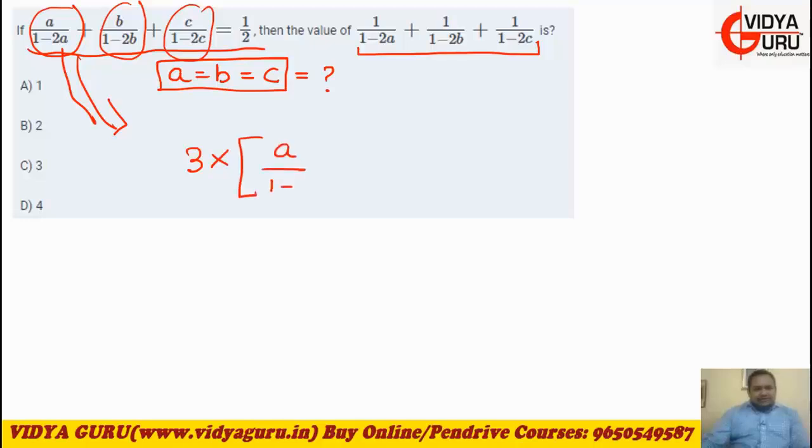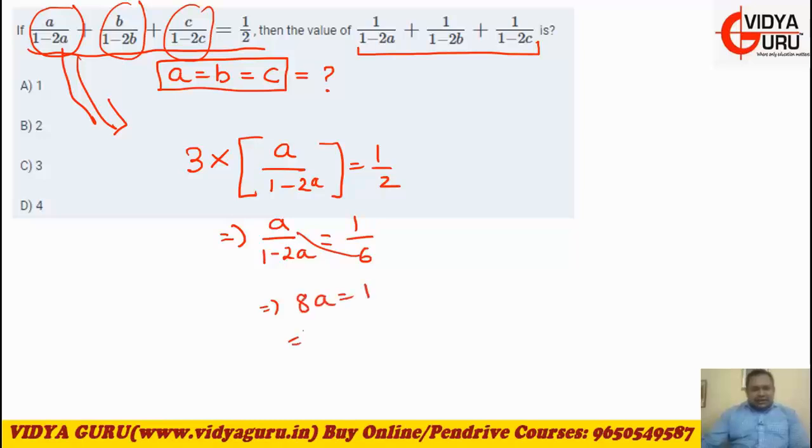a by 1 minus 2a is given to be equal to half. So from here a by 1 minus 2a is equal to 1 by 6. So 6a is equal to 1 minus 2a, so 8a is equal to 1, or a is equal to 1 by 8.